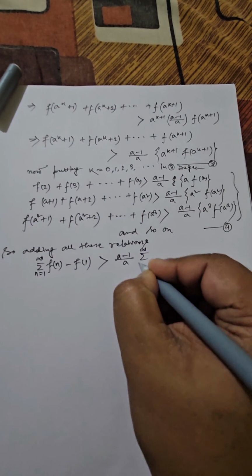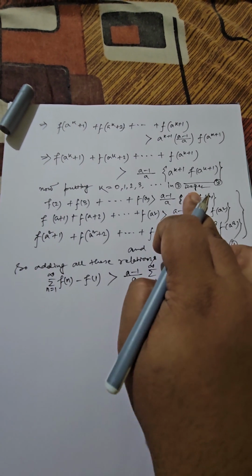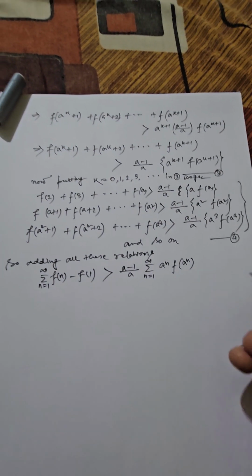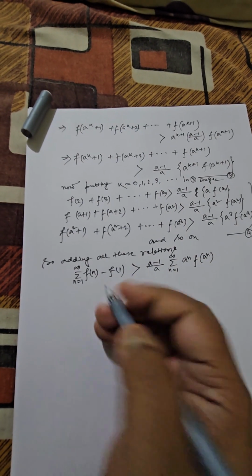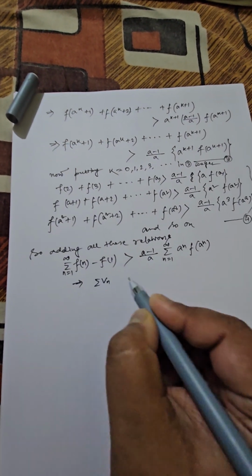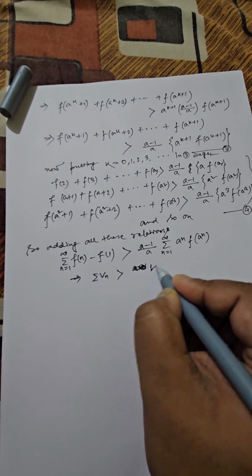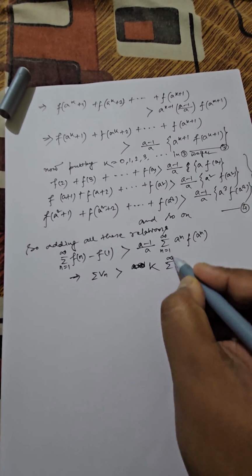Then on the right hand side, n equals 1 to infinity, you can see this part can be written as a to the power n f of a to the power n, but actually this part is what? Summation vn, and for convenience we are considering this part is equal to k.